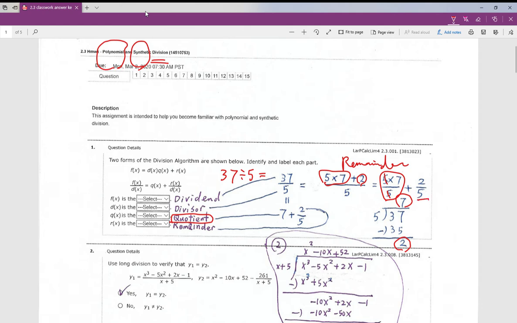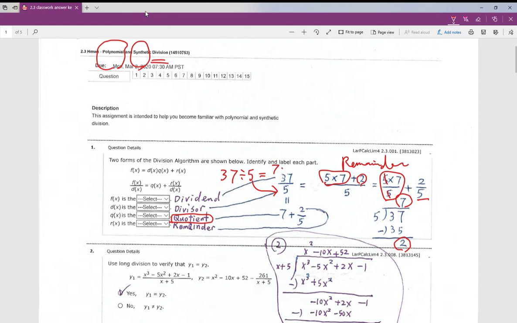So 37 divided by 5, this 5 will be the denominator, or you say the divisor. And the 37 is the dividend. So you need to know all the vocabulary. Now, 37 divided by 5, the answer is 7. There's a quotient. Quotient is 7.